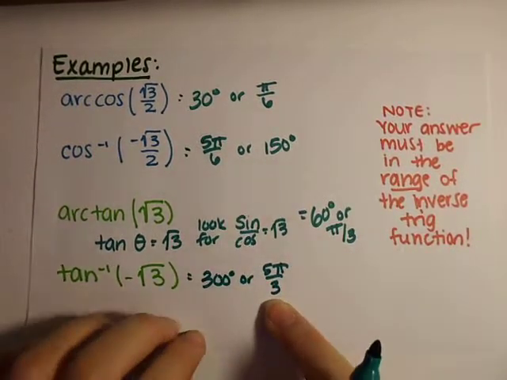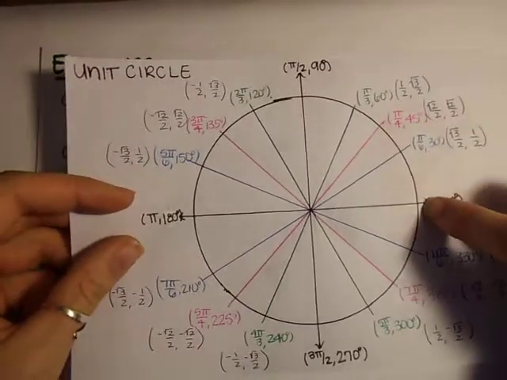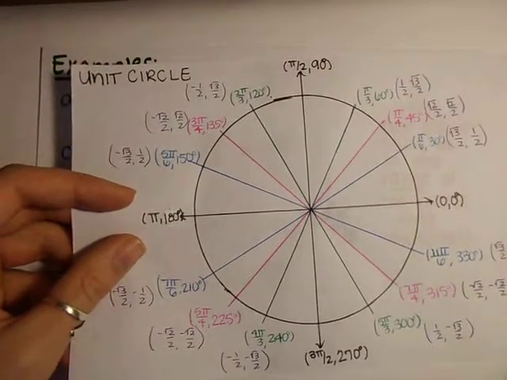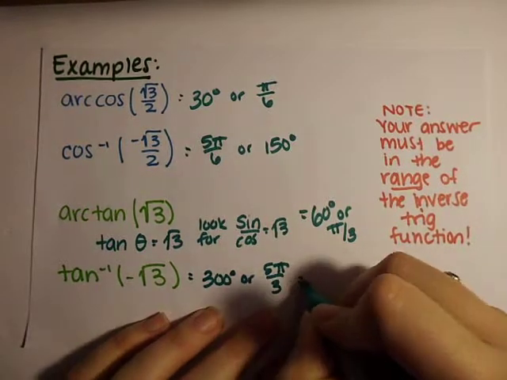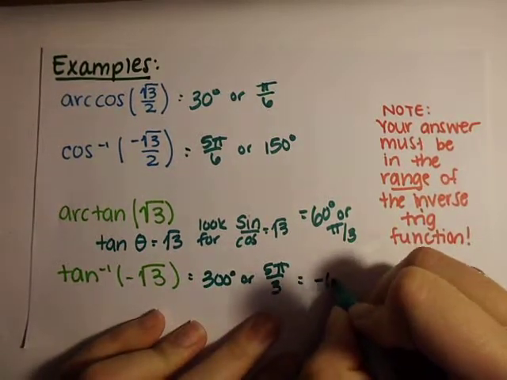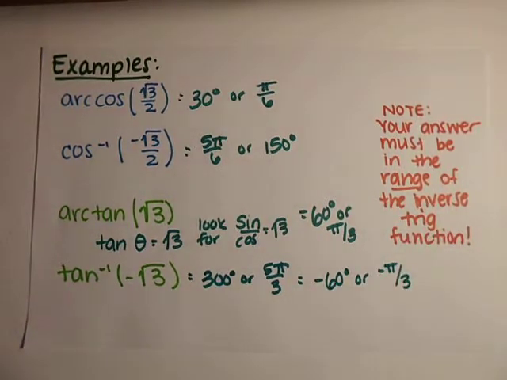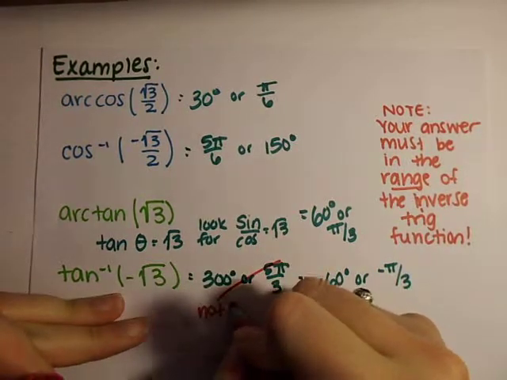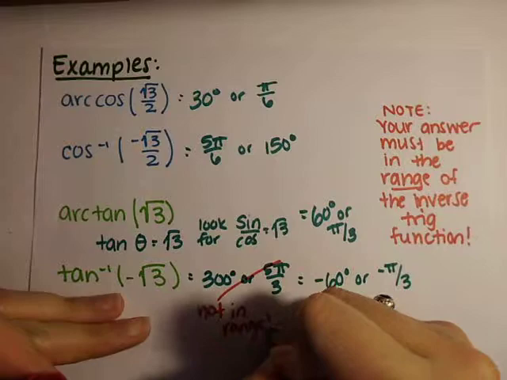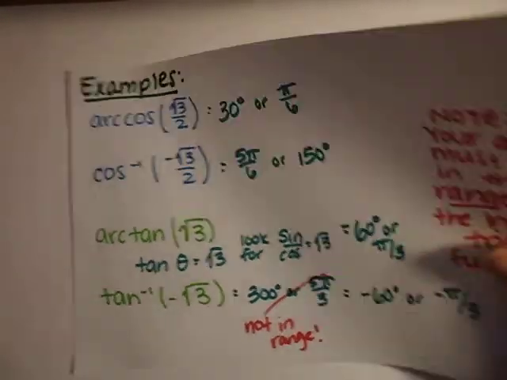Now 5 pi over 3 is well out of our range, so just like we did for our other problems, we have to go backwards, and this is going to go down to negative pi over 3 or negative 60 degrees, because this right here is outside of the range. Okay, so moving on, I have a couple more examples to look at.